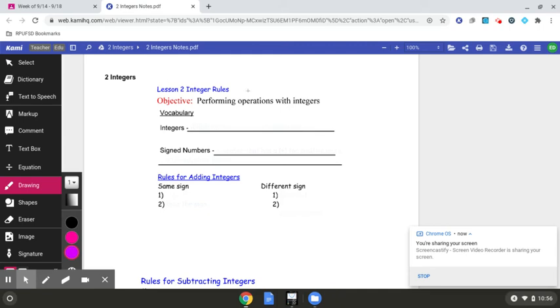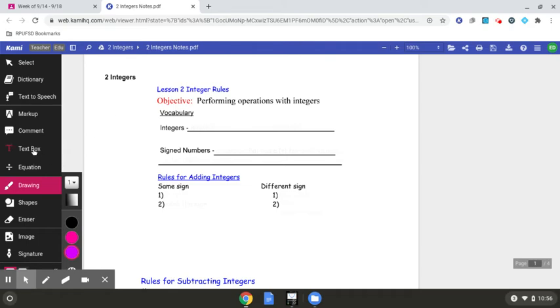Okay, so this is lesson 2, which talks about operations with integers. By the end of this lesson, you are going to be able to perform certain operations with integers. You definitely have done this topic last year, so it should be a little bit of a review, but I'm going to obviously teach it to you like you've never learned it before.